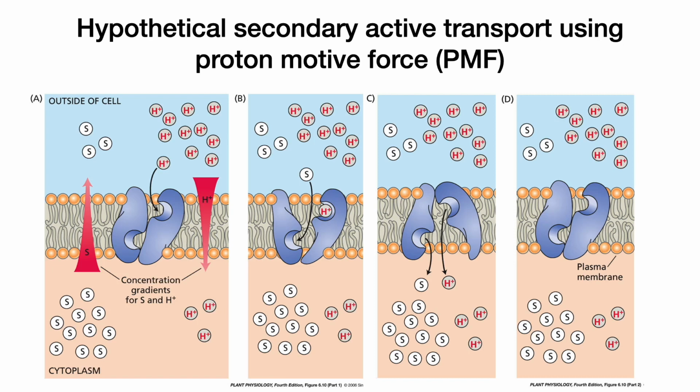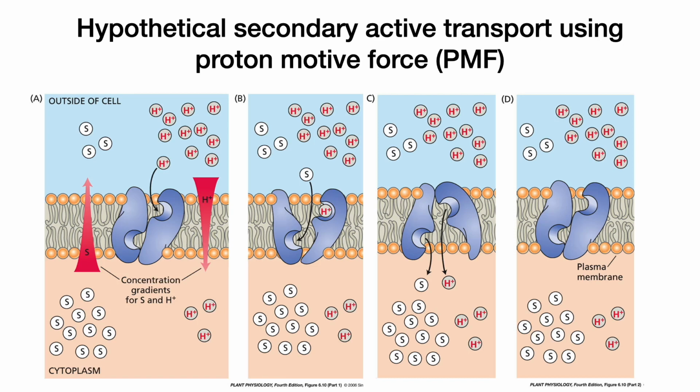So by random kinetic energy, this proton will eventually bind to this binding site. And as a result of binding to this protein, it will cause a conformational change in the protein, seen in scene B, where once it's bound, it opens up and makes a binding site available for S on the outside of the cell only. The inside of the cell is blocked for either ion.